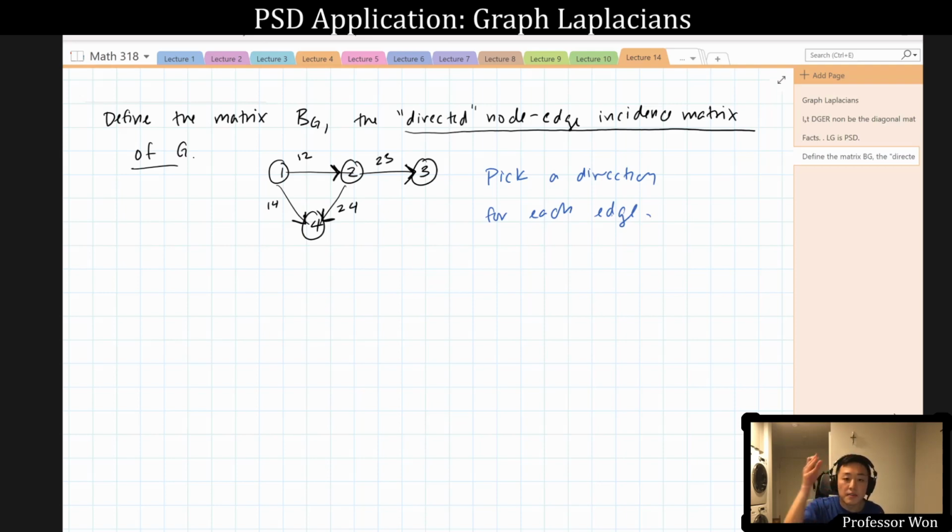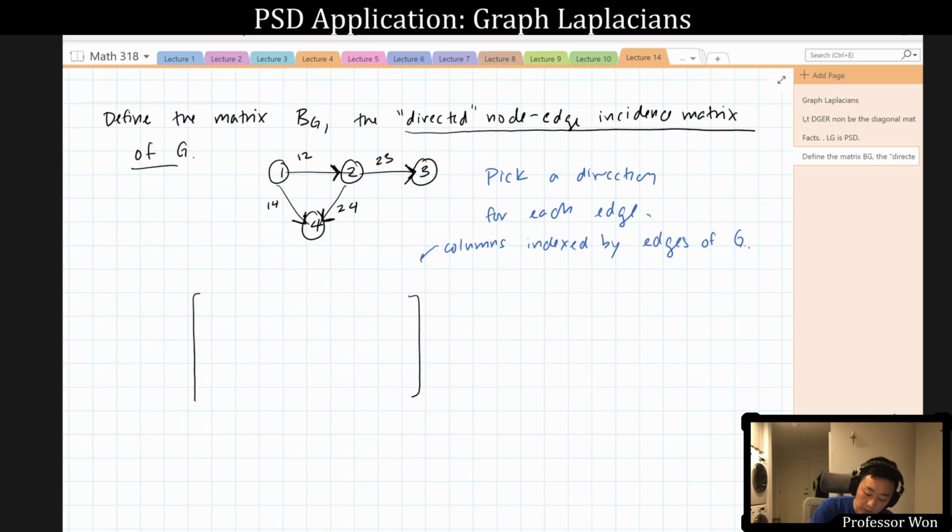Okay, and then I said that it's the node edge incidence matrix. So the columns of our matrix will represent the different edges, and the rows of our matrix will represent the different nodes. Okay, so we're going to construct this matrix like this. So the columns will be indexed by the edges of G. Let me just make sure I'm doing it in the same way as the notes. This one will be 1, 2. This one will be 1, 4. This one will be 2, 3, and this one will be 2, 4.